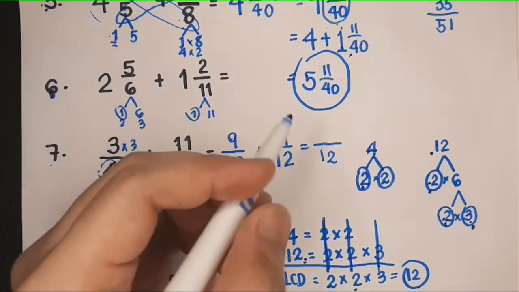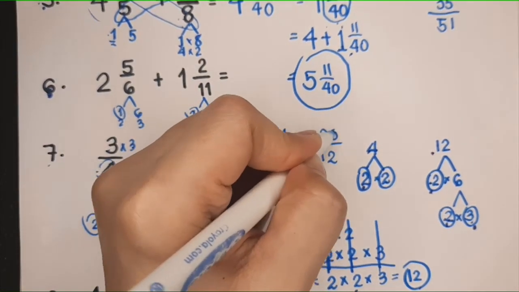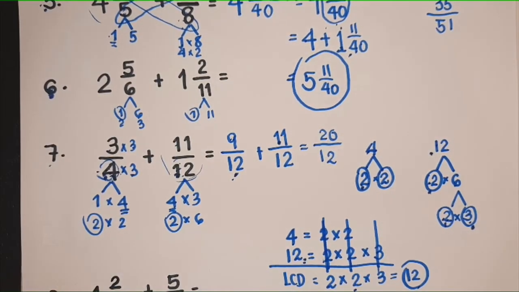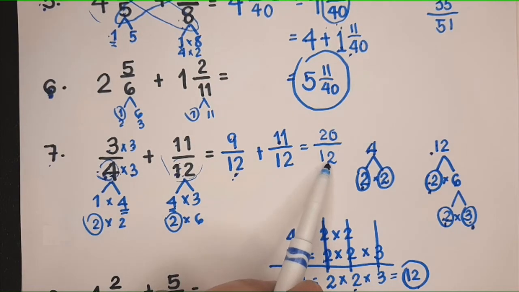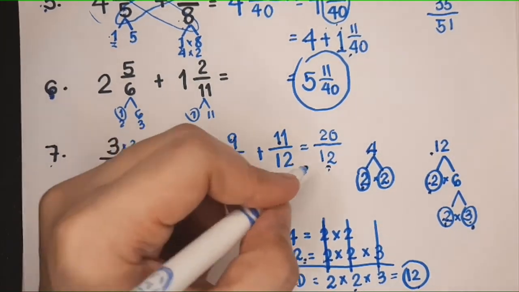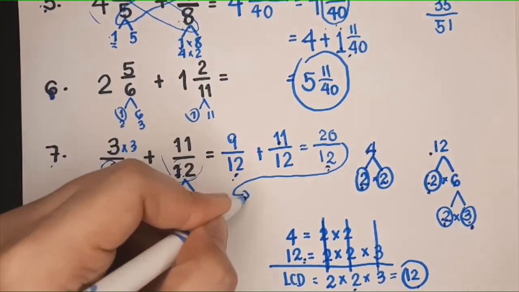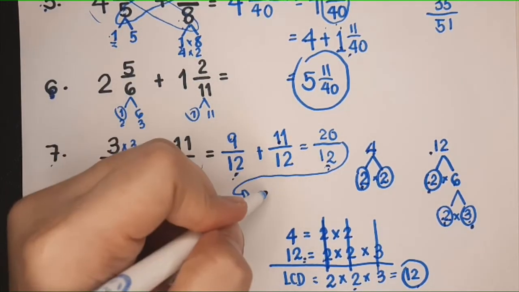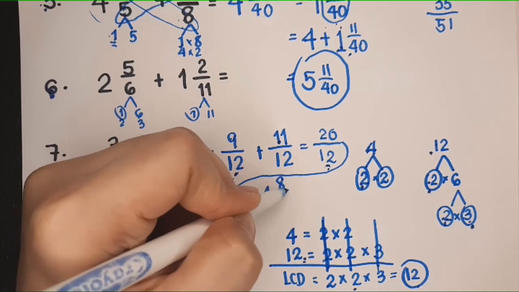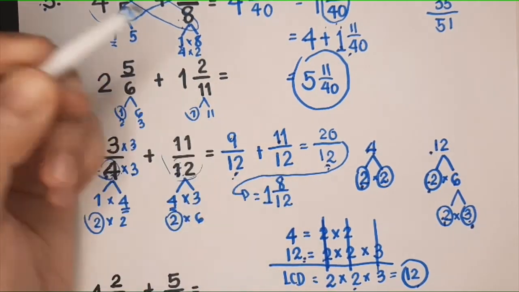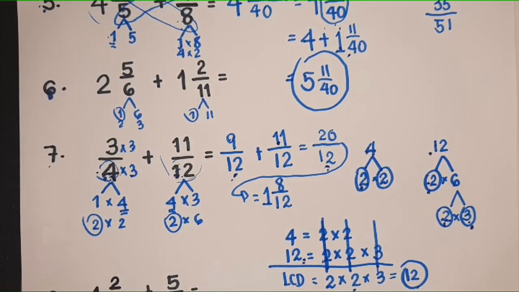So, what do you get? You will get 20. Okay? But you're not yet done. Try to simplify this or try to write this in its mixed number form. So, dito na lang, no? Here. Equals 1 and what? 8 over 12. Right? Okay.